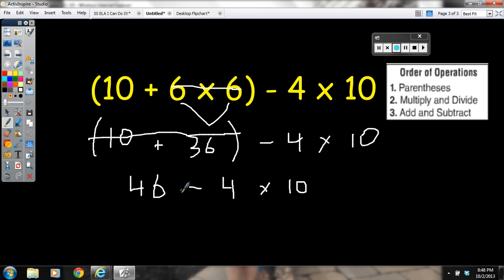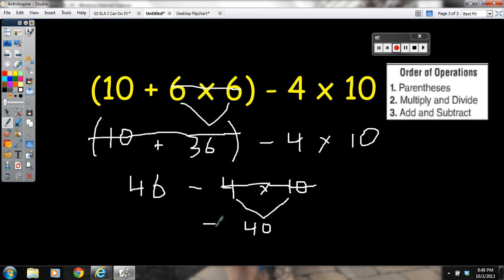I have 46 minus 4 times 10. This is a whole new expression that you've created. I go back to my chart and I take a look. There's no parentheses anymore. There is multiplication and there is subtraction. According to my order of operations, I have to do the multiplication before I do the subtraction part. The multiplication part includes the 4 times the 10. I know the 4 times 10 is going to equal 40. I get rid of the 4, I get rid of the multiplication sign, and I get rid of the 10.